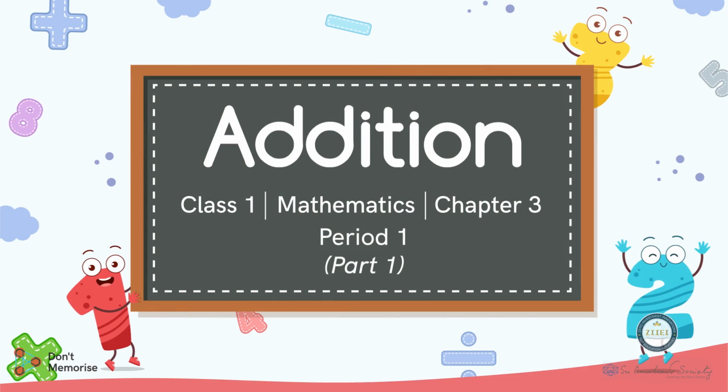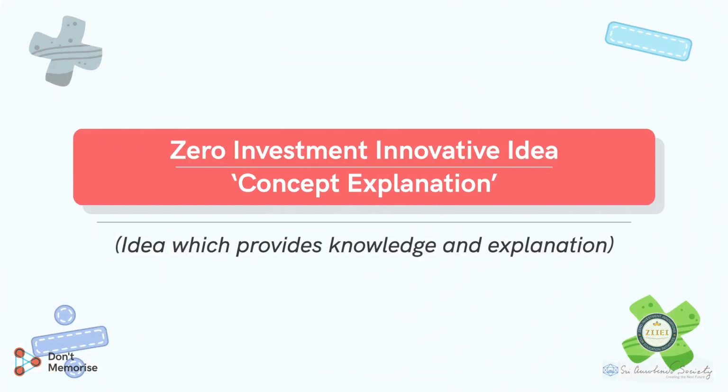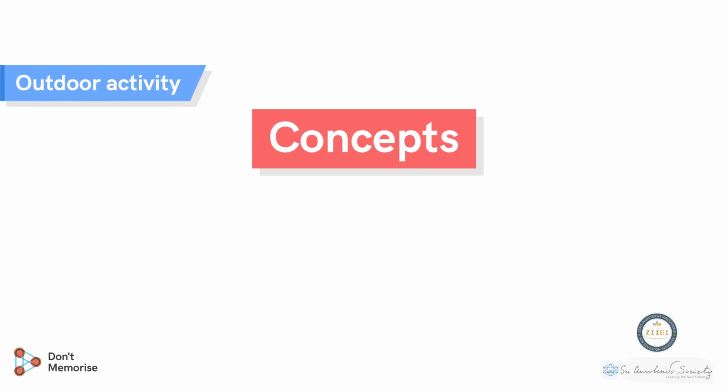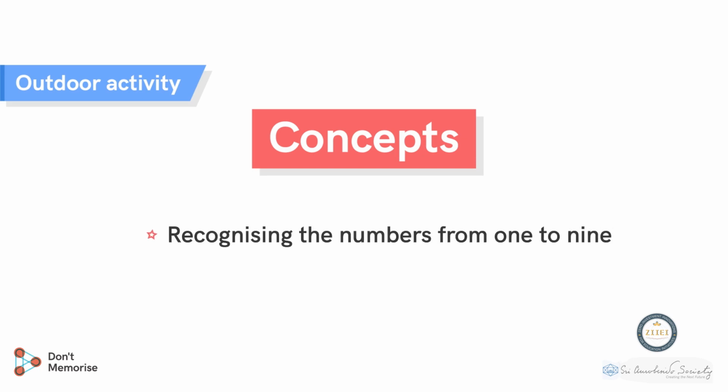In our last session, we introduced you to the zero investment innovative idea of concept explanation. Now, in this session, we are going to conduct an outdoor activity to build the various concepts of the lesson by implementing the same idea. We are going to build the concepts of recognizing the numbers from 1 to 9. Also, we are going to guide the students on how to count objects in a collection. So, let's begin with our first period.